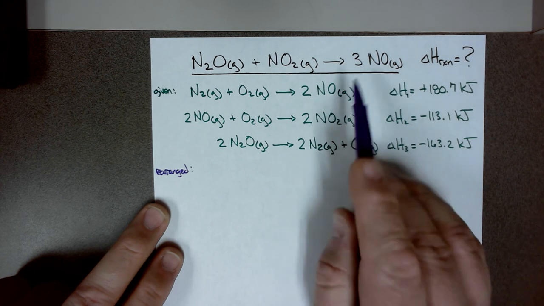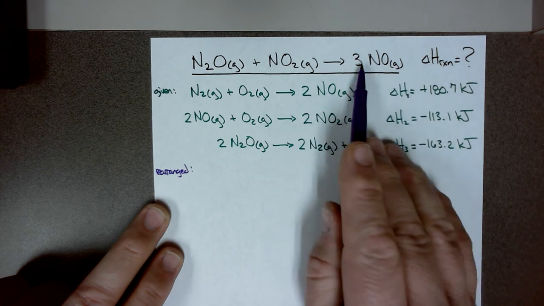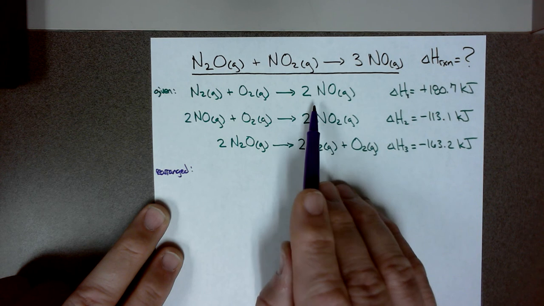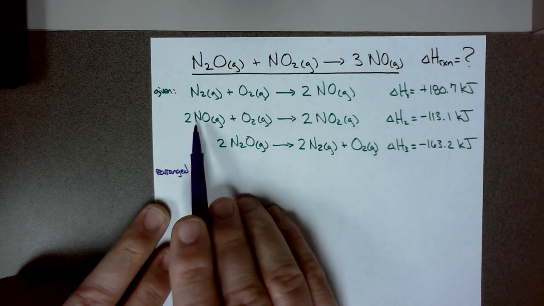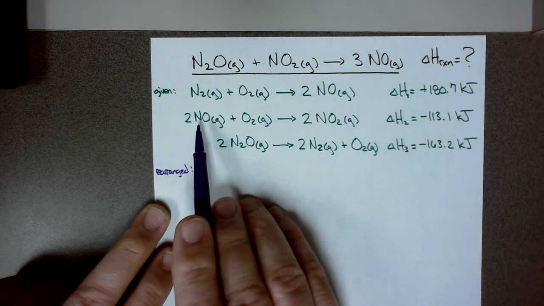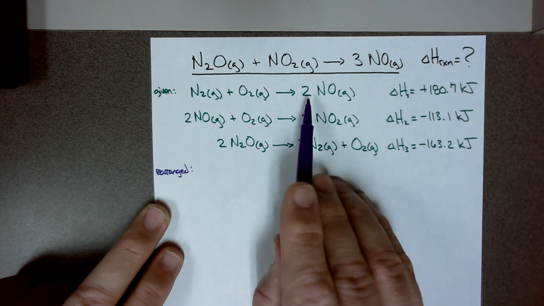But I know it's a 2 and a 3, but I'm not going to multiply by anything because I also know that I have a nitrogen monoxide over here. And so I may end up getting the number I want without having to multiply this. So first I'm just going to rewrite it.